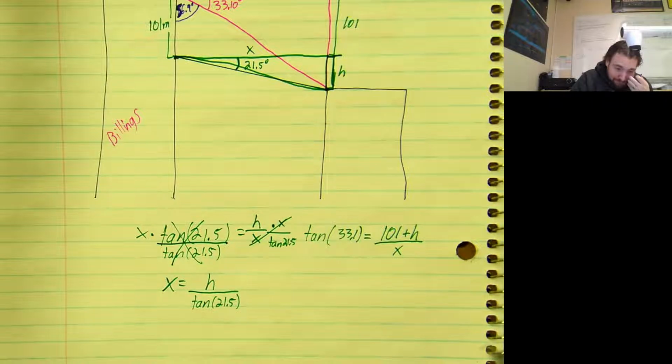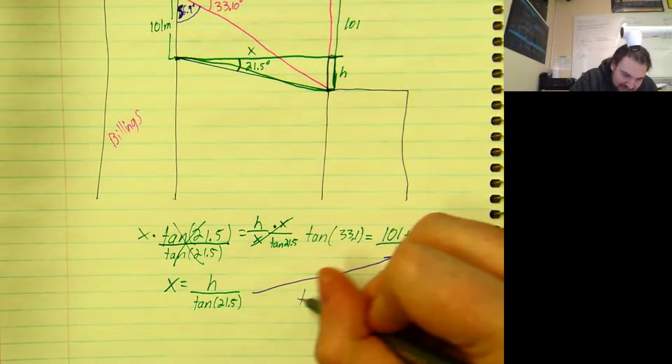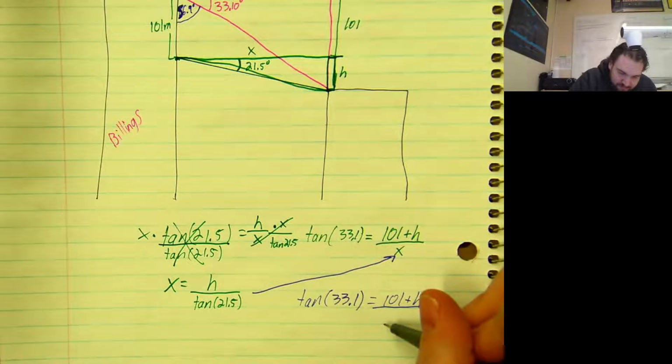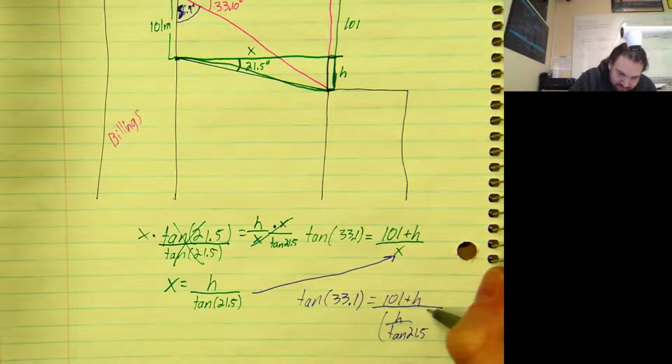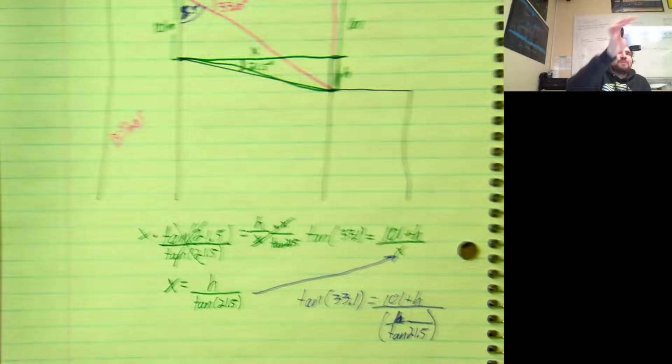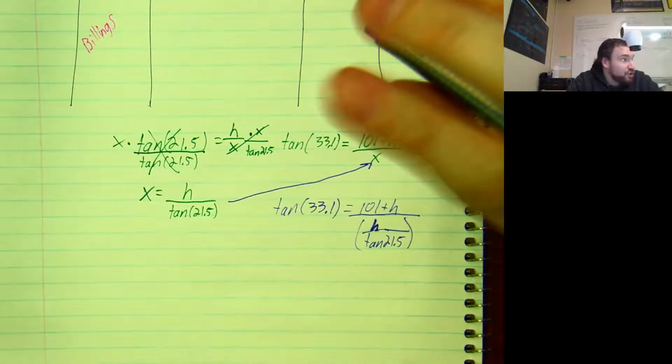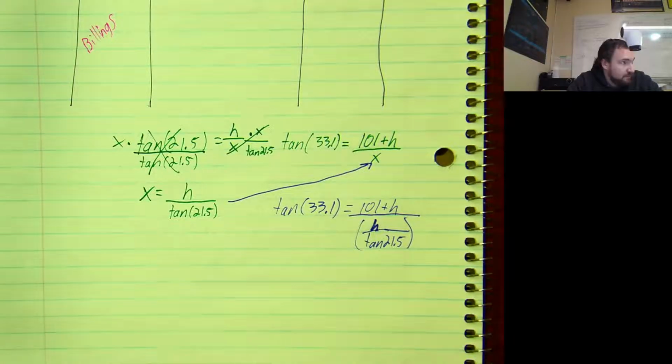You want to shove it into the other equation, okay? So I've got tan of 33.1 equals 101 plus h all over h over tan of 21.5. I'm not convinced, James, that this was the best way to do this problem, but it will work. What now? How do I solve this thing? This is something that's all within your skill set to solve, by the way. What do I do?